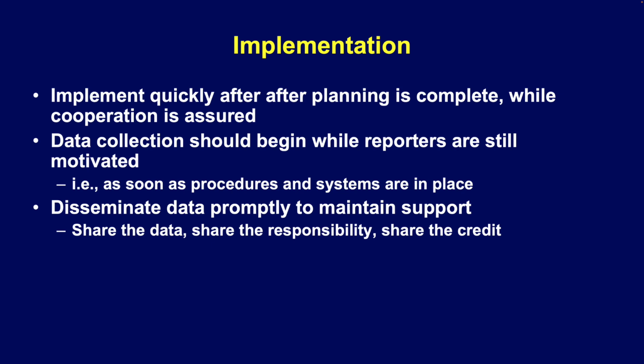So as soon as you have procedures and systems in place, you'll want to start the data collection process. And then also, as soon as it makes sense, summarize these data and disseminate the data you're receiving in the form of useful information to stakeholders. The dissemination part is an essential part of surveillance. It's part of our definition, as you saw, and it's part of the process of continually engaging stakeholders. Share the data, share the responsibility, and share the credit for the useful information that comes out of the system, and other related successes as well.